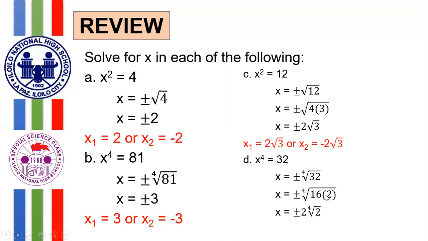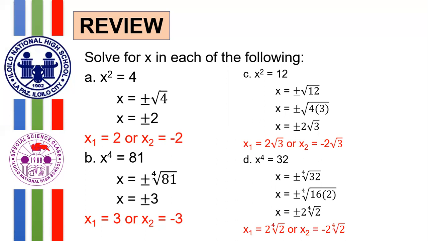But the 2 has to remain inside the fourth root symbol. So we have here x equals plus minus 2 fourth root of 2. And you have these two values: 2 fourth root of 2 or negative 2 fourth root of 2. I hope you got this. Take note.